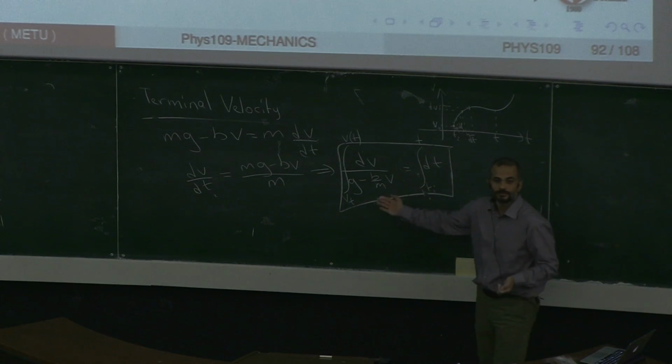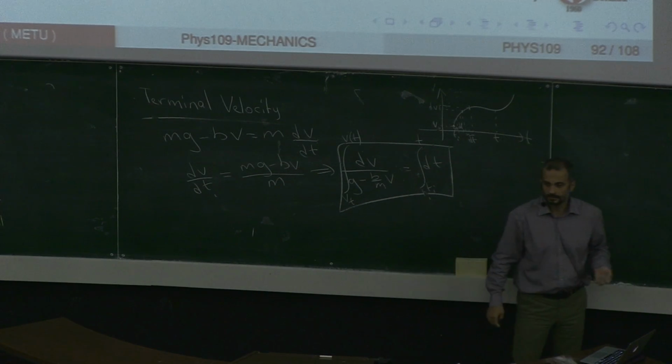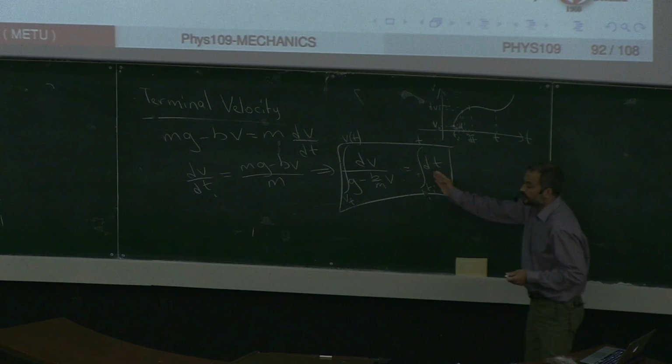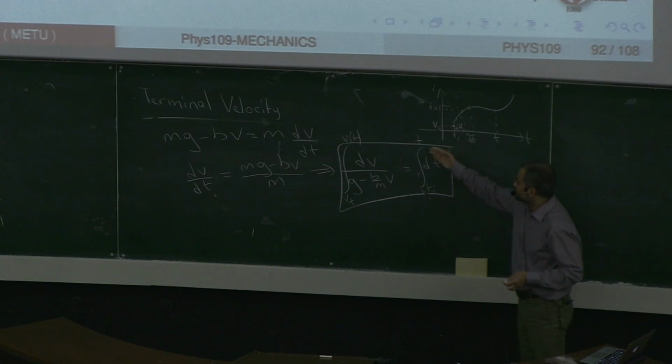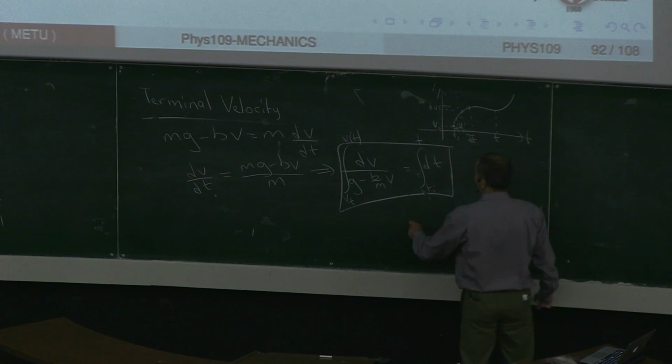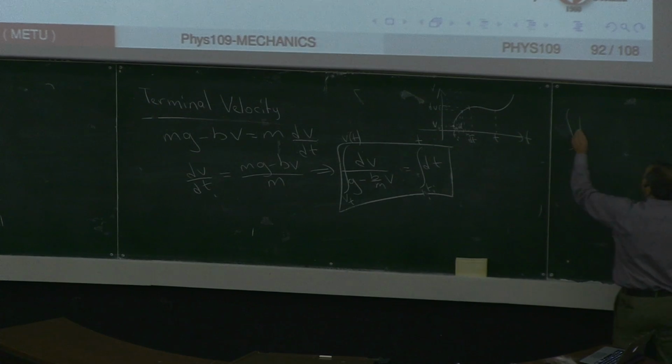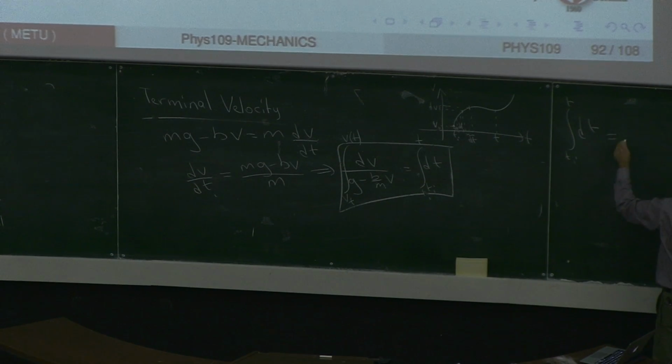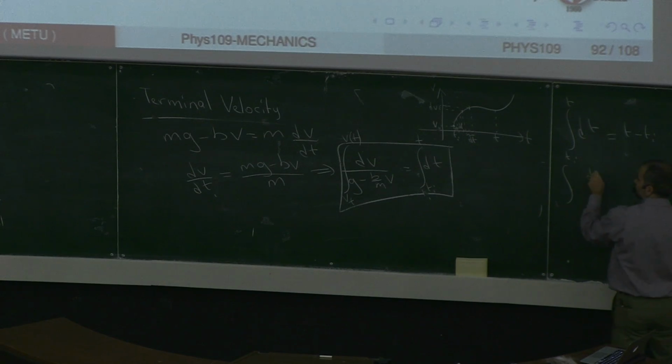The next step is to integrate these things. If I integrate dt, it just gives me t minus t initial. dt from t initial to t is equal to t minus t initial. This is the right-hand side. If I integrate the left-hand side, dv over g minus b over m v from v initial to v at time t.